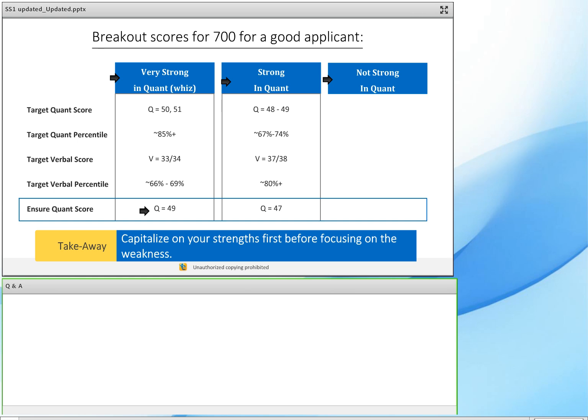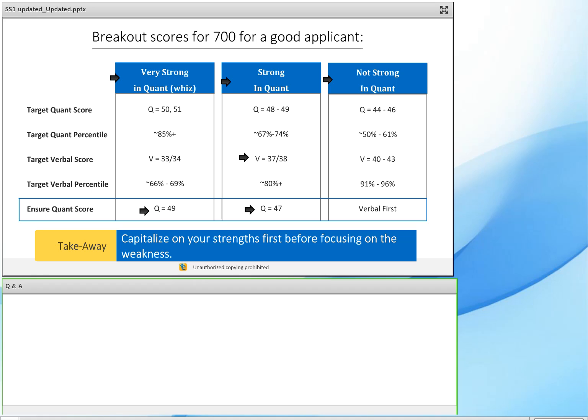If you're someone who's strong in quant, again, your target quant score should be Q48, Q49. And some of you may be thinking, 49, 50 doesn't seem to be a huge difference, but it is. That's kind of how the scoring on the GMAT works. A lot of people get to Q49, very few of them get to Q50, even fewer get to Q51, which means that you need to score slightly higher on the verbal side of things to get to a 700 or so. But again, over here, if you're strong in quant, ensure that you at least have a Q47 before you start studying verbal.